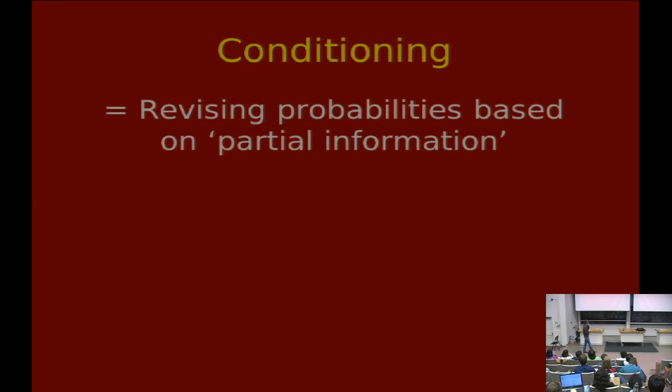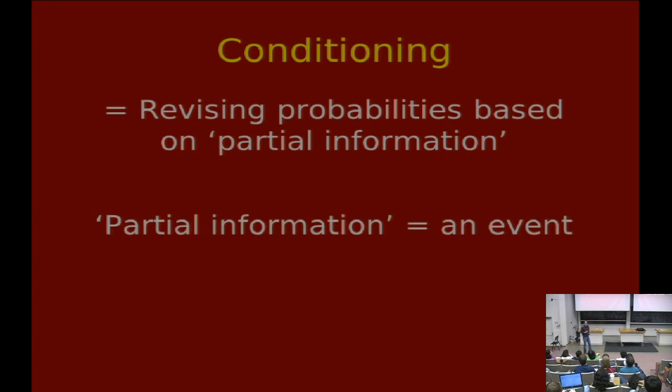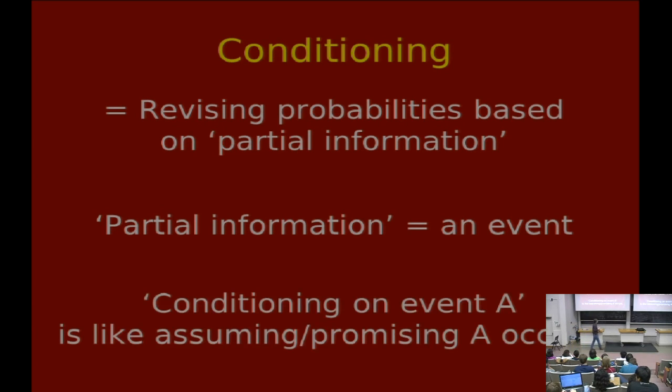Okay. Moving right along, in some sense we've talked about all the basic definitions and rules of probability. So you can set up any probability experiment you want and try to reason about the probability of anything you want. But now we're going to start talking about additional concepts. And one of them is conditioning. Conditioning basically means revising probabilities based on some partial information that you have. And you might say, what does partial information mean? It sounds like a flaky term. It just means an event. Conditioning on the event A is sort of like assuming or promising that event A actually occurs.